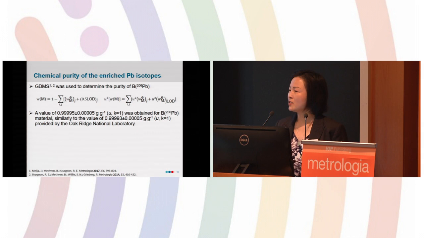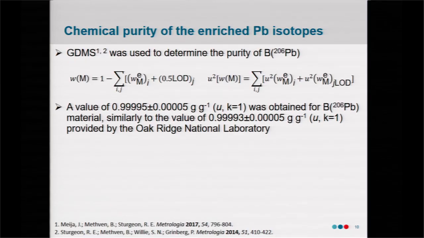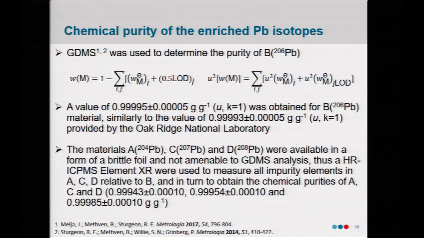So as I mentioned, we need to know the purity at NRC. In our study, the GDMS was used to determine the purity of one of the materials, B, 206 lead. This is because we have a large enough quantity, which can be amenable to GDMS analysis. Based on two simple equations, we calculate the chemical purity is at least 99.5%. It's in agreement with the purity provided by Oak Ridge National Laboratory.